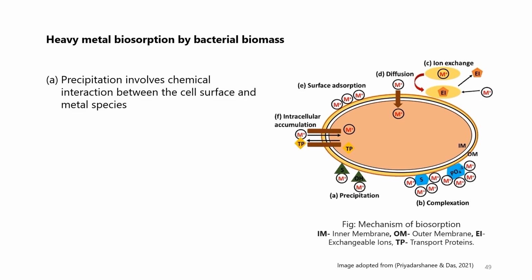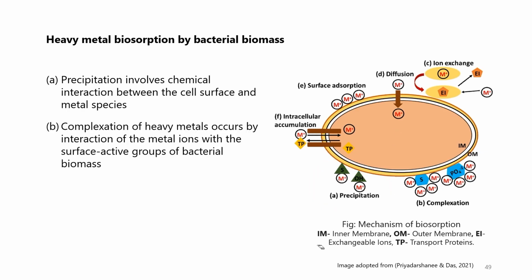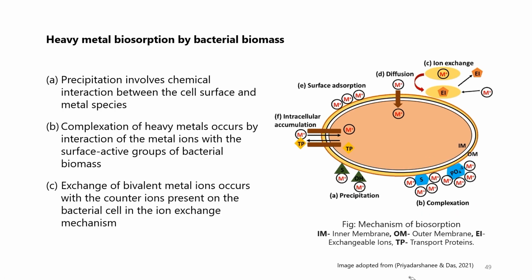The figure shows the mechanism of bioabsorption. So, there is a precipitation that involves chemical interaction between the cell surface and the metal surface in step A. Then in step B, there is complexation of heavy metals that occurs by interaction of the metal ions with the surface active group of bacterial biomass. Then in step C, we have exchange of bivalent metal ions with the counter ions present on the bacterial cell in the ion exchange mechanism.